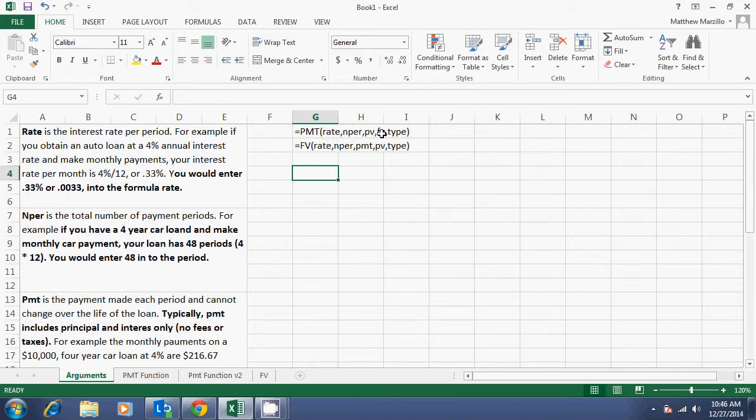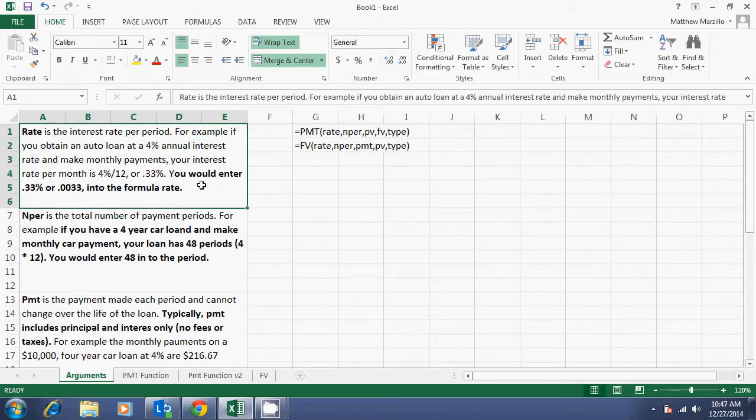NPER, PV, and type. So before we actually get into using these functions and providing examples, I want to just briefly touch on defining each of these arguments. And once you have your head wrapped around what each of these arguments means, using the function becomes much easier. So over here to the left, let's start with the argument rate. So rate is the interest rate per period.